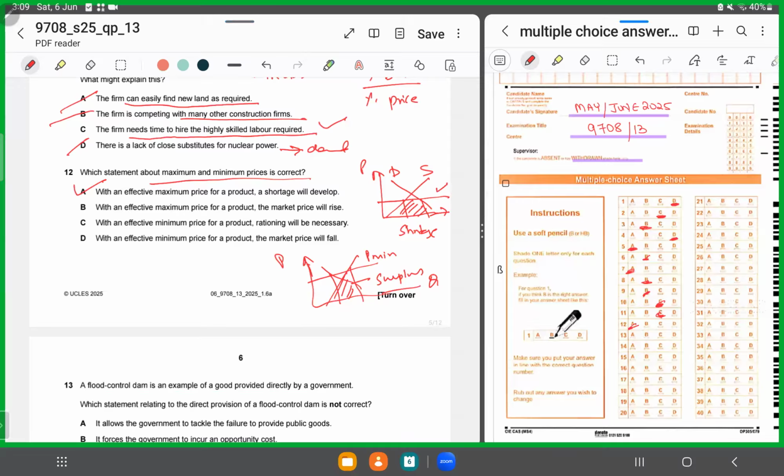Why can't it be B? There must have been something wrong in each statement. Now see, with an effective maximum price, the market price will rise. No, the market price is not allowed to rise once we are imposing a maximum price. It cannot be effective, so it cannot be B.